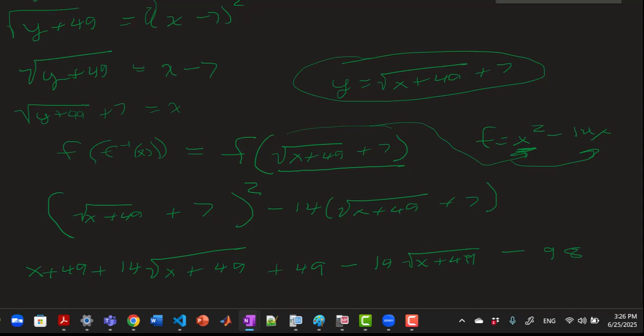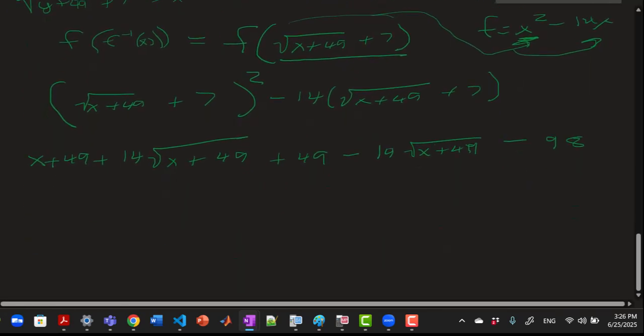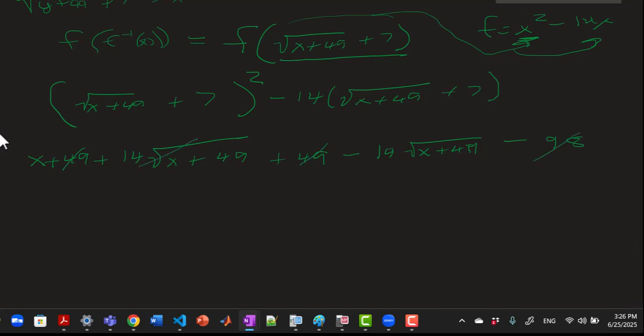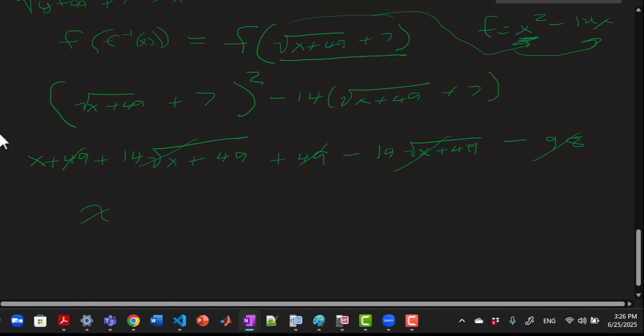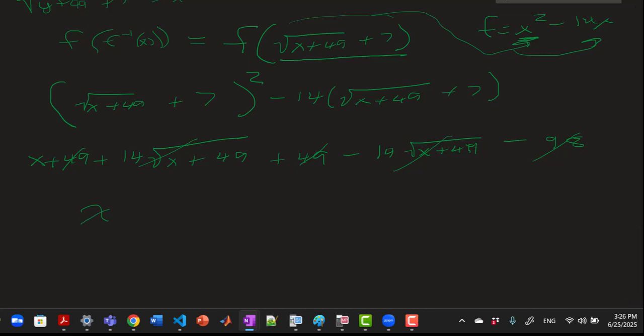Okay, now if I combine like terms, 49 plus 49 is 98, minus 98 is 0, plus 14 times the square root of x plus 49 minus 14 times the square root of x plus 49 is 0, and I'm left with x. So I was right, that was in fact the inverse function.